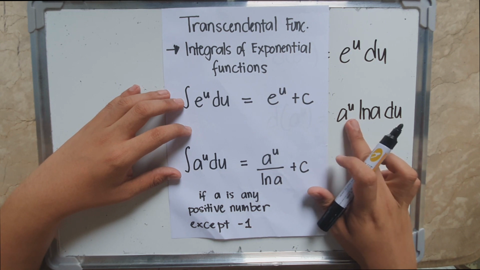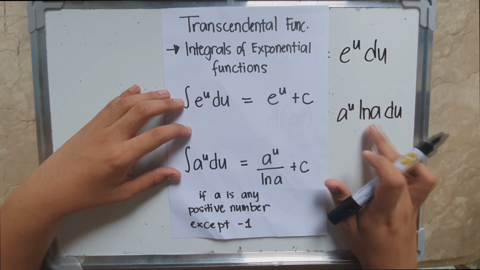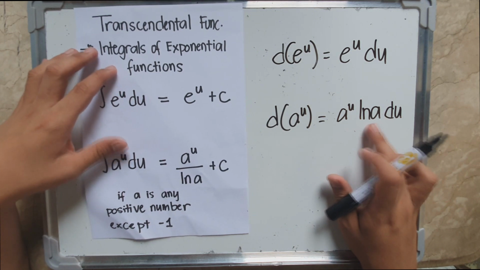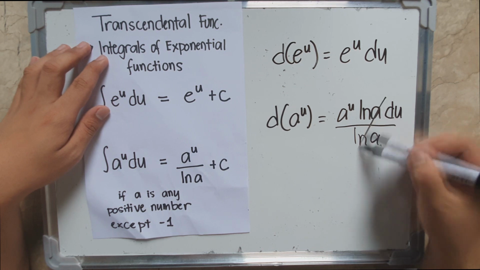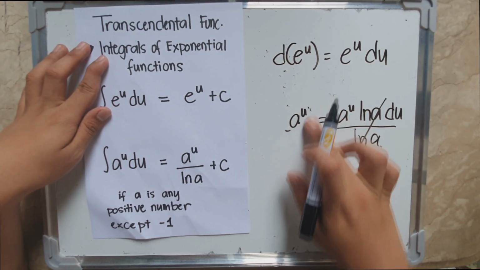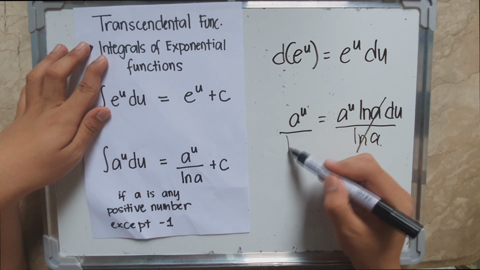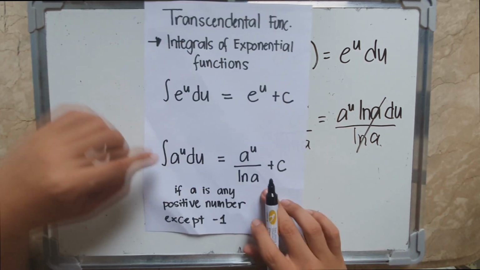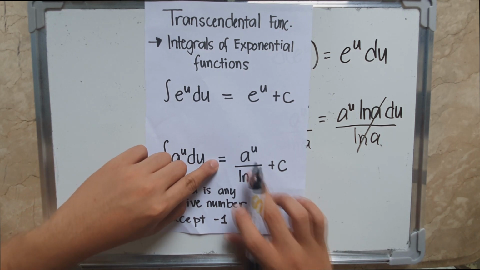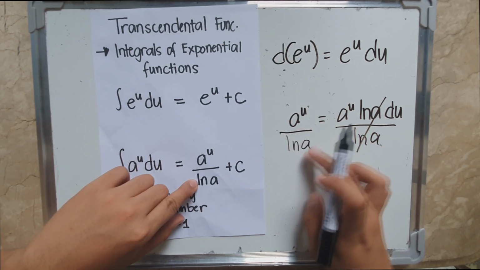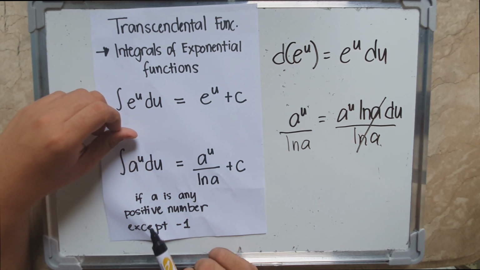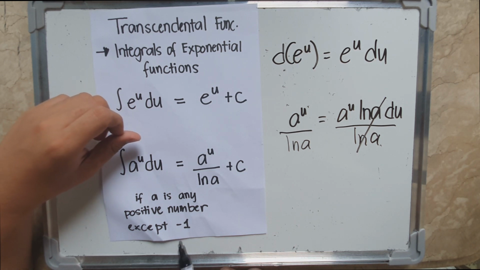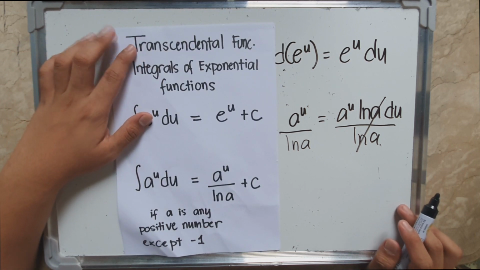For a to the u du, not all the time that we have ln of a here. So this is a constant. So if we divide both sides by ln of a, all over ln of a. So the integral of a to the u du is a to the u over ln of a plus c. The condition is that a could be any positive real number except 1. Okay, let's start answering.